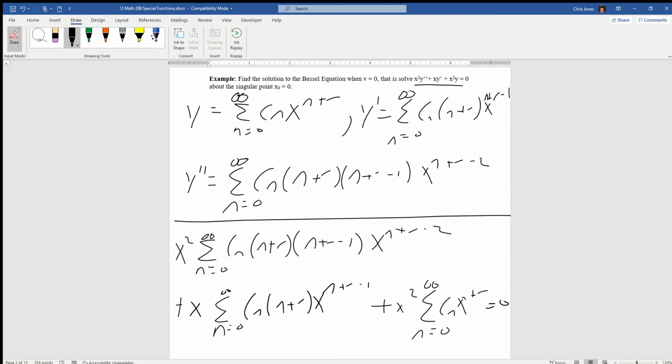Just like we did, we're going to use the method of Frobenius because we have our singular point, and we're going to have these three definitions, and these are familiar ones. We saw these a couple times already in the previous section. So we have y equal to the series n equals 0 to infinity of c sub n (x minus 0) to the n plus r, but we'll just say x to the n plus r. Successive derivatives are displayed there.